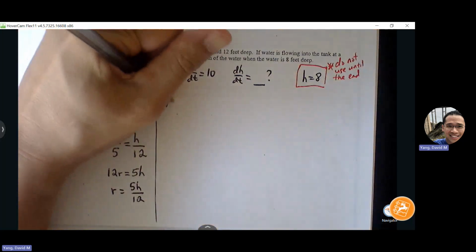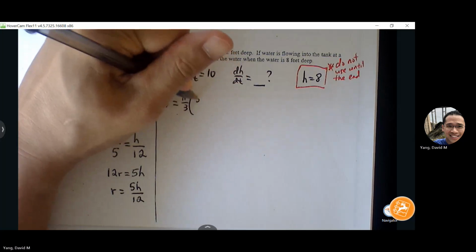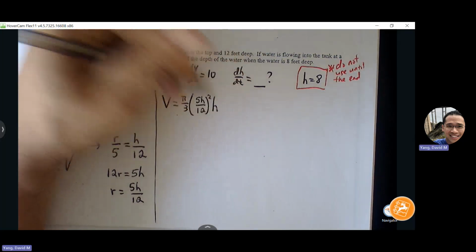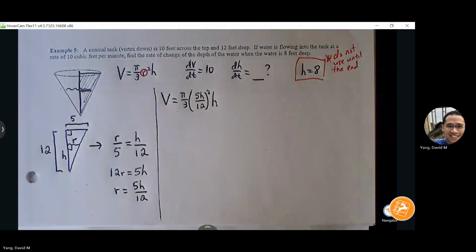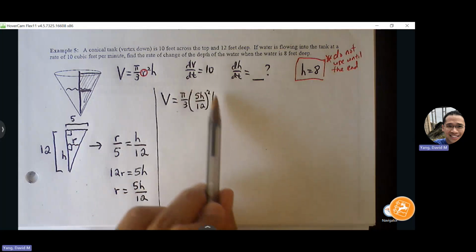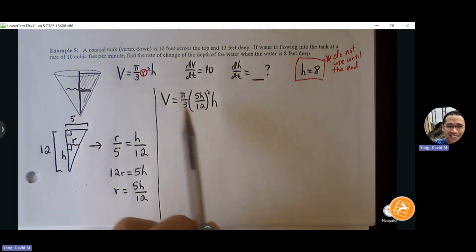So V is equal to pi over 3 r squared h. Okay, very good so far. So one thing is taken care of. At least we got everything in terms of h. That's a start. But your derivative should be easy.